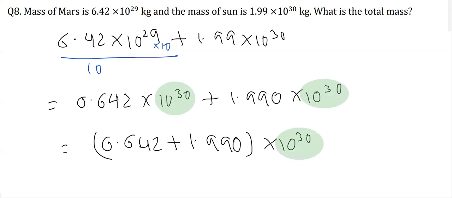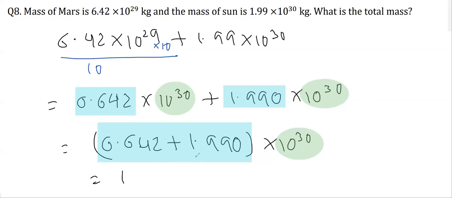So we'll be adding the remaining numbers, that is this and this. I wrote it over here. For further calculation, if I add from behind, 2 plus 0 is 2. 9 plus 4 is 13, carrying 1. And 9 plus 6 is 15 plus 1, 16, carrying 1. 1 and 1 is 2, into 10 raised to the power 30.